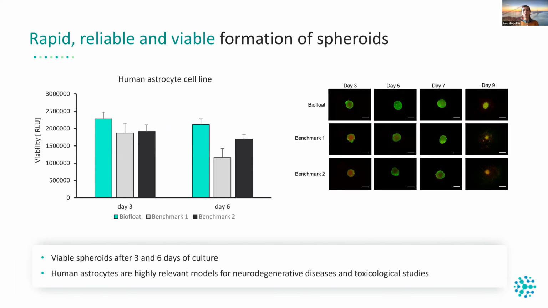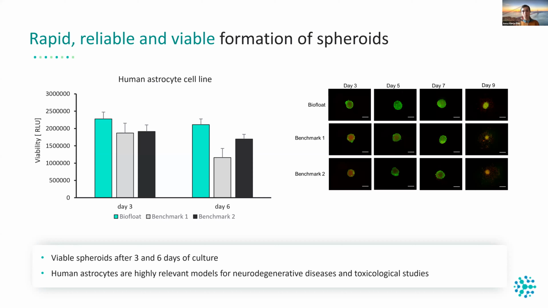Another important factor for a reliable 3D system is the formation of viable spheroids, particularly in the field of toxicology studies. In this assay, we cultured a human astrocyte cell line, and we checked the viability by measuring the ATP level in the supernatant. You can see that the spheroids in the bioflow plate are highly viable after 3 days of culture and after 6 days of culture. In comparison, benchmark 1 and benchmark 2 showed a lower viability.